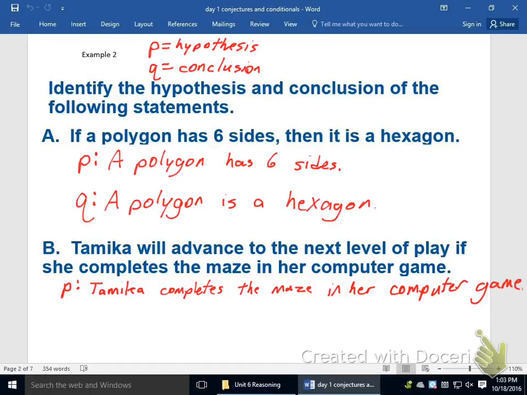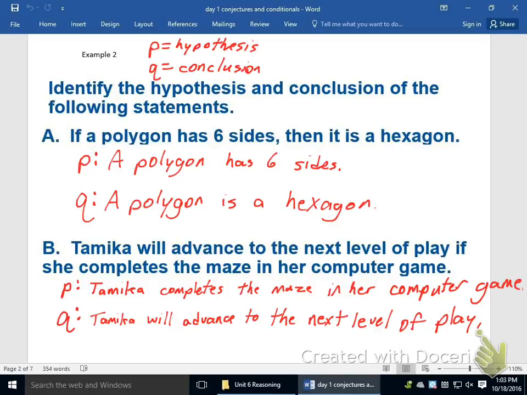Now the conclusion happens. Now that she's completed the maze in her computer game, now this applies that she will advance to the next level of play. Tamika will advance to the next level of play. And there's my conclusion representing that, following the cue right here. Tamika will advance to the next level of play, period.